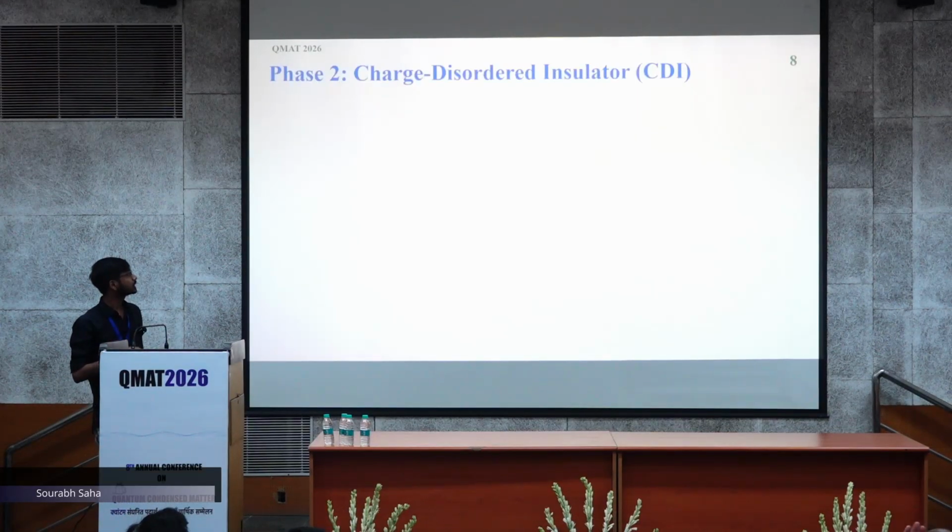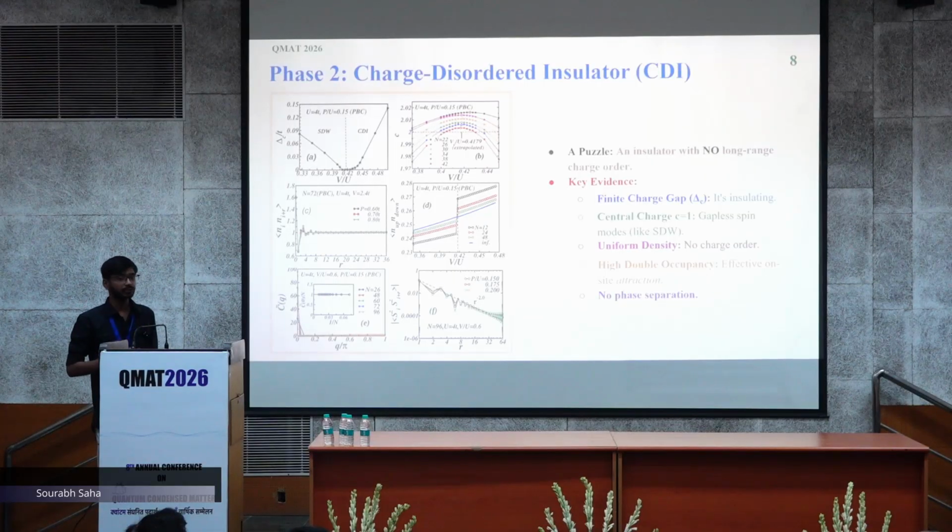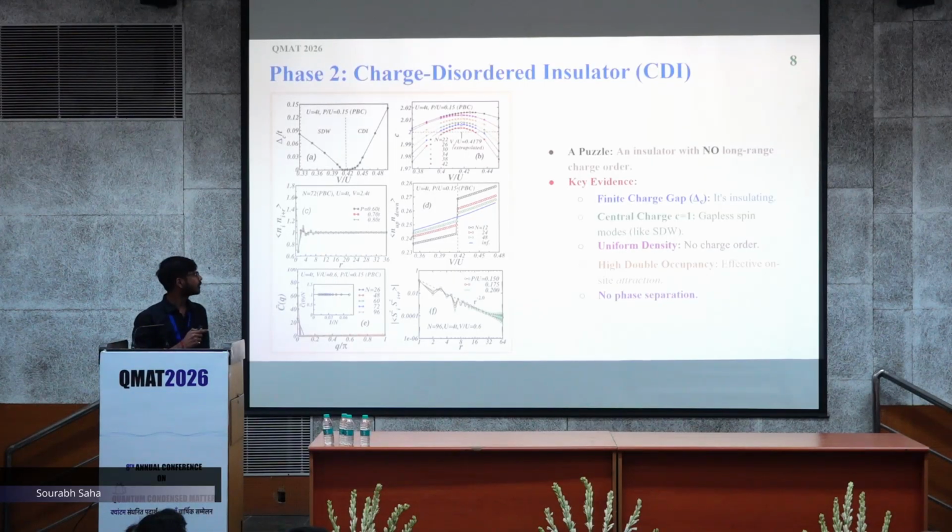Next comes the most interesting phase in our phase diagram, which is the charge disordered insulator phase. Let me break down why this is so unusual. First of all, it is an insulator because the charge gap is finite. But the central charge shows that it has a gapless spin excitation, much like a Mott insulator. But here is the puzzle. The charge-charge correlation shows that there is no long-range charge order whatsoever.